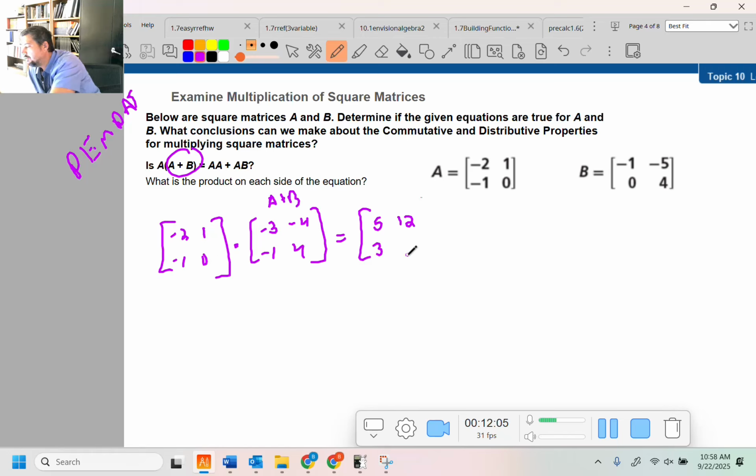Now I'm at row 2, column 2. -1 times -4 is 4. 0 times 4 is 0. The sum is 4. That's A times (A plus B). Okay, that's what this is. This is A times (A plus B). Now, I'm supposed to see if that's equal to A times A plus A times B. So I need to do A times A.